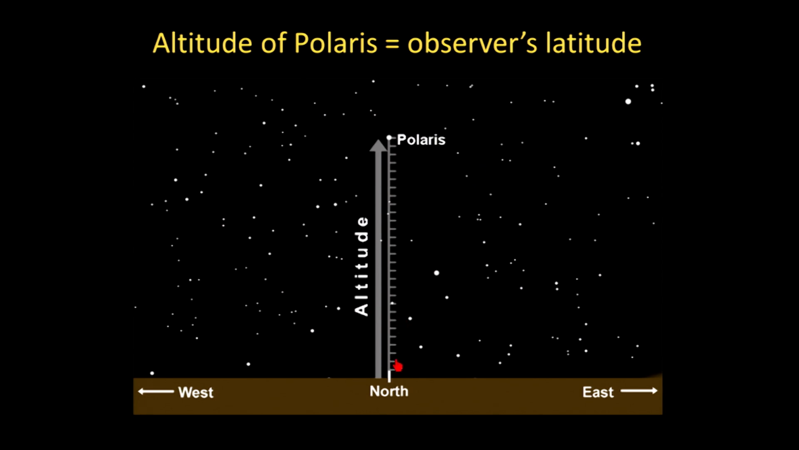If you're outside and Polaris is directly overhead, then therefore it is an altitude of 90, and so your latitude is 90. And if your latitude is 90, you are at the North Pole of the Earth. If Polaris has an altitude of 0, meaning it's on the horizon, then your latitude is 0, and a latitude of 0 is the equator. So it's really quite usable and quite helpful that the altitude of Polaris is equal to your latitude.